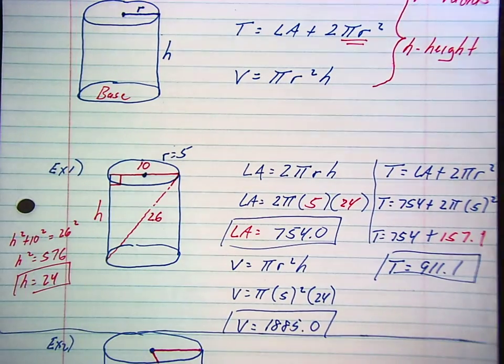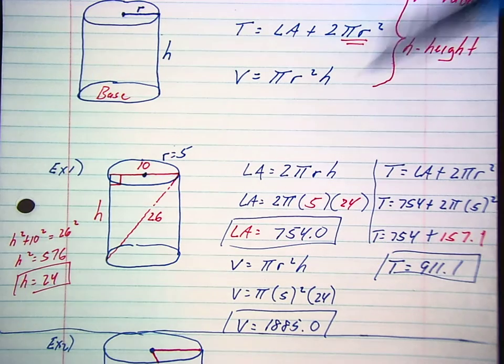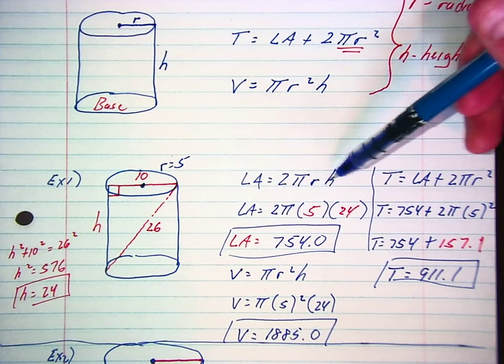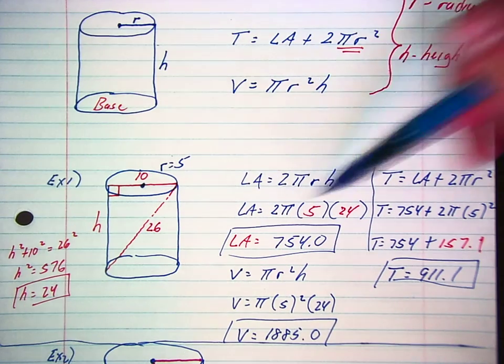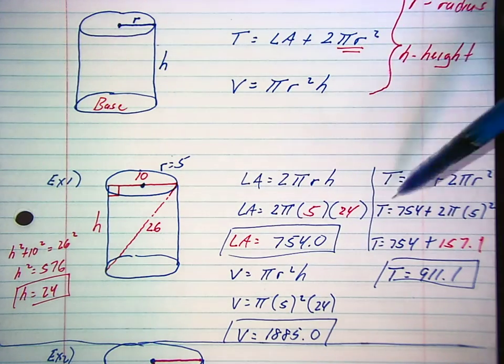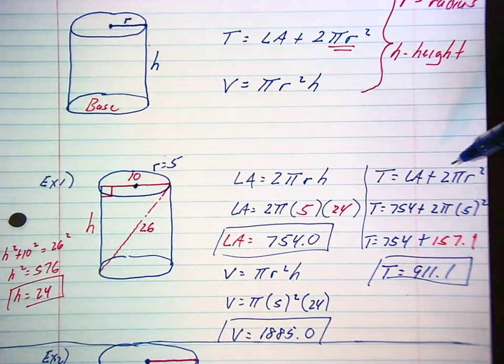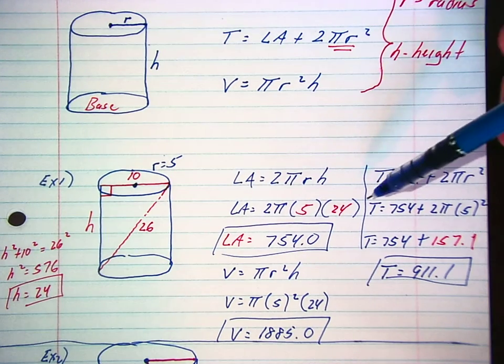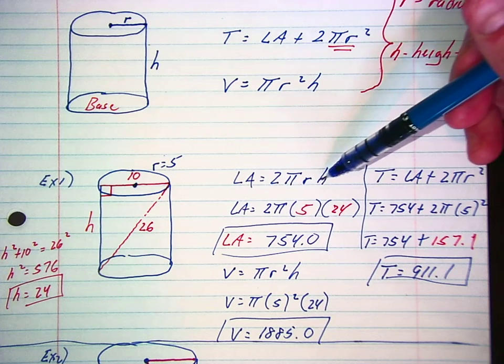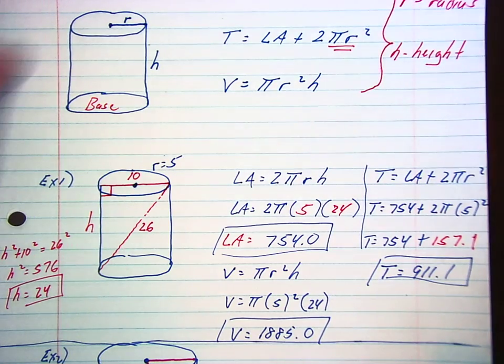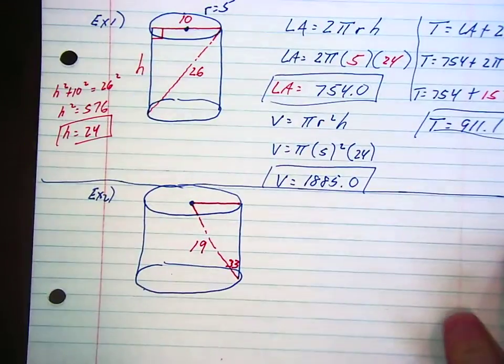So if you look at it, it's really not that bad. Once you find the radius and the height, what you needed for lateral area, that's all you need in the entire problem. So you don't have to go back later and find more stuff. Just make sure you have radius and height right off the bat, and you should be fine. All right, let's drop down to the second problem.